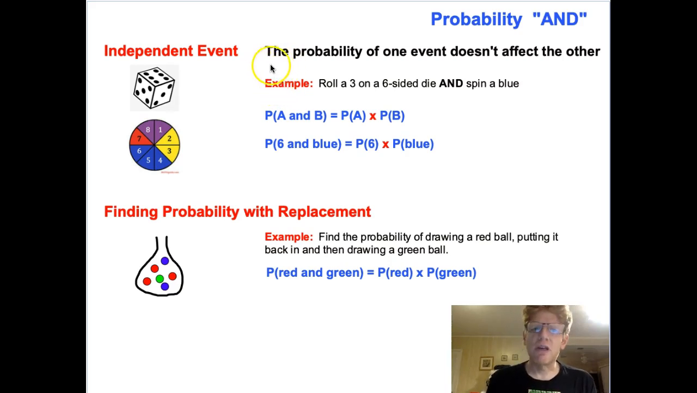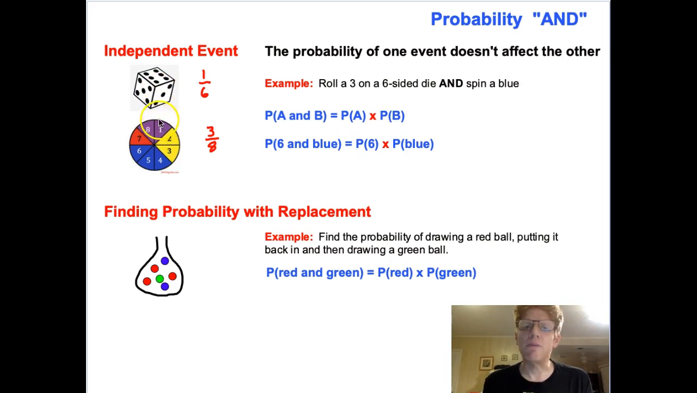So in this case, we're talking about independent events first. The probability of one event doesn't affect the other when we're talking about independent events. Here's an example. Let's say the probability of rolling a 3 on a 6-sided die. Well, we know that's 1 out of 6. And the probability of spinning a blue is 3 out of 8. Now here's the deal. Nothing about rolling this die is going to change the result of what I get on the spinner. And nothing about spinning the spinner will change the result of the die. They're not connected. Those are independent events.